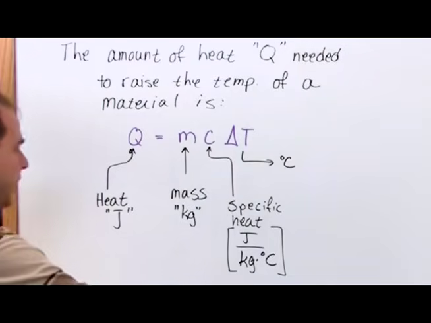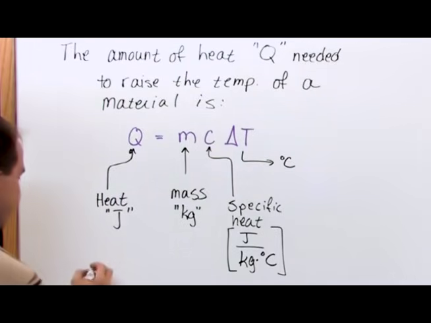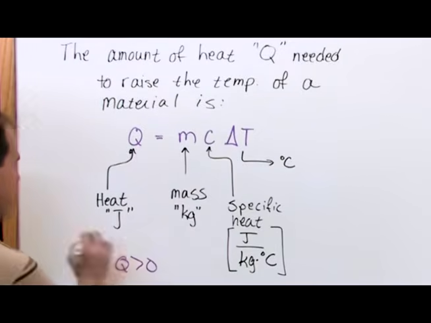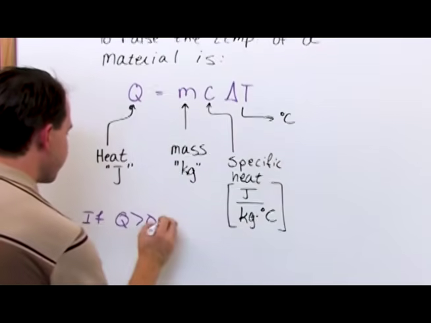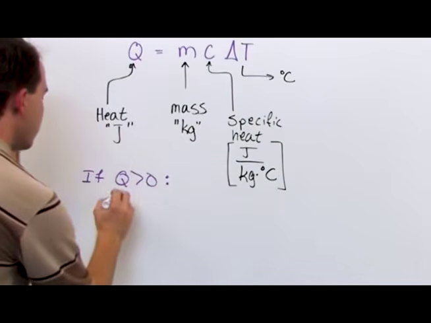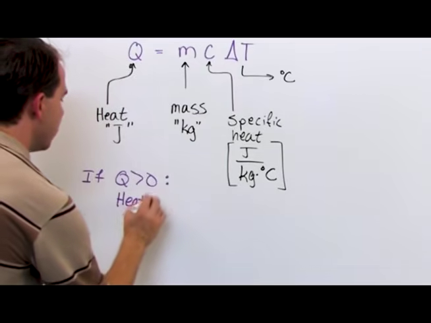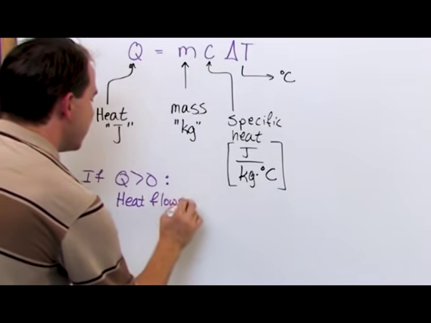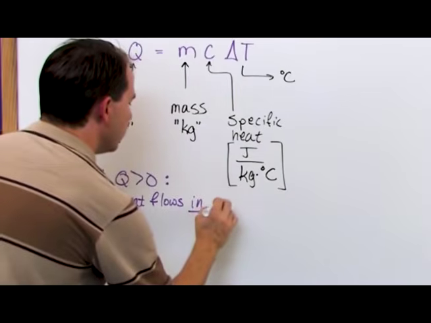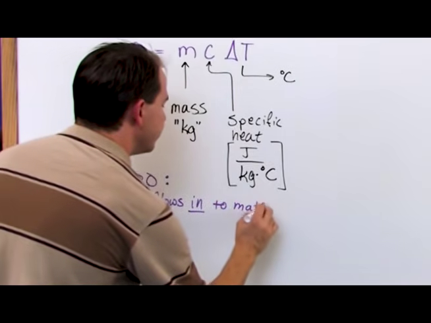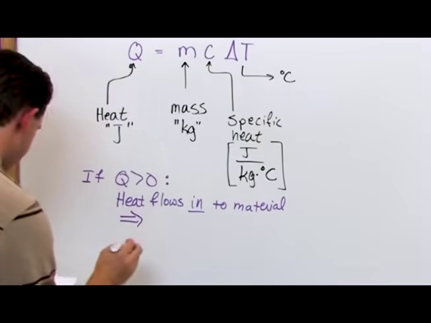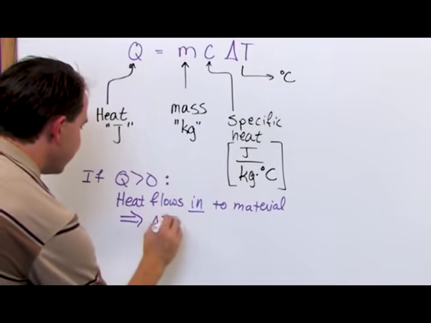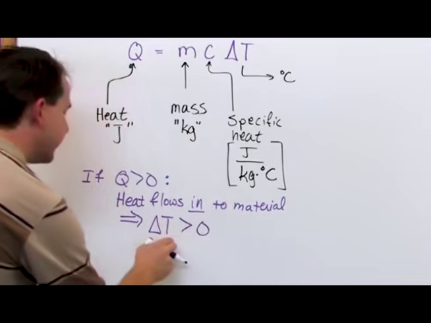I want to spell that out for you right now. Basically, what I want to say, and this is super important too, is if I calculate a Q greater than 0, then what this means is heat flows into the material, okay? And what it also means is that the change in temperature increases. Delta T is greater than 0.